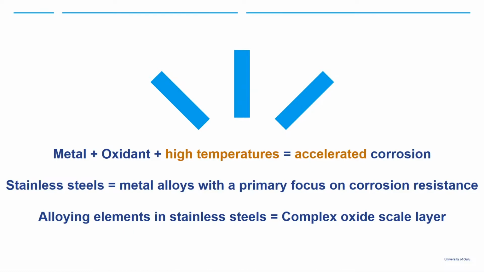When we have a metal and an oxidant at high temperatures, we get accelerated corrosion. And owing to their namesake, stainless steels are metal alloys with a primary focus on corrosion resistance. And the alloying elements in stainless steels contribute to the formation of a complex oxide layer, or a scale layer.